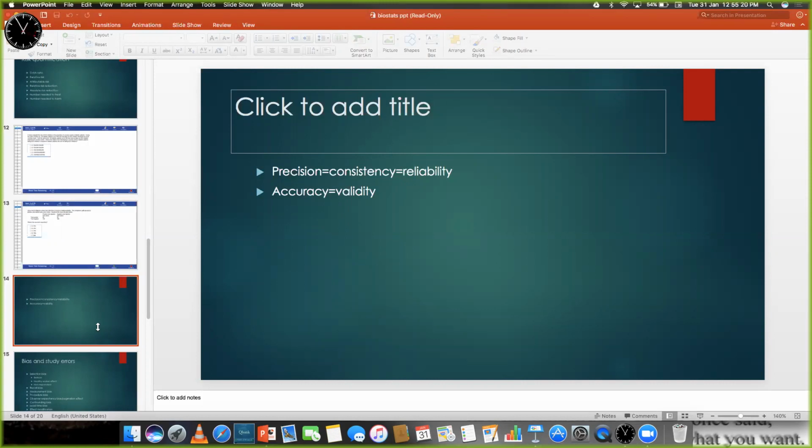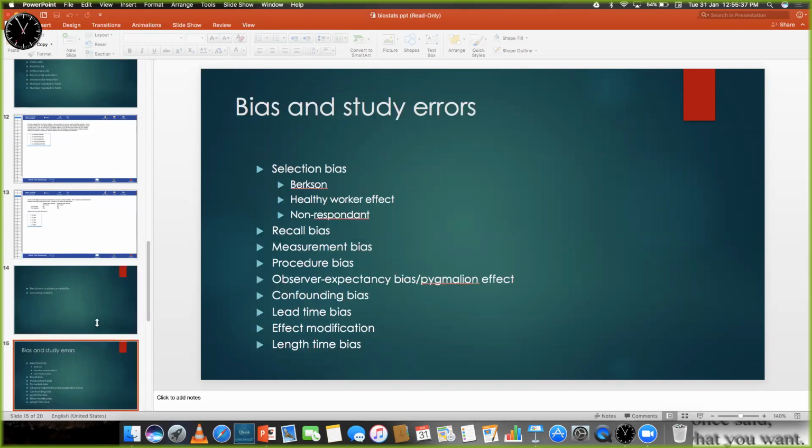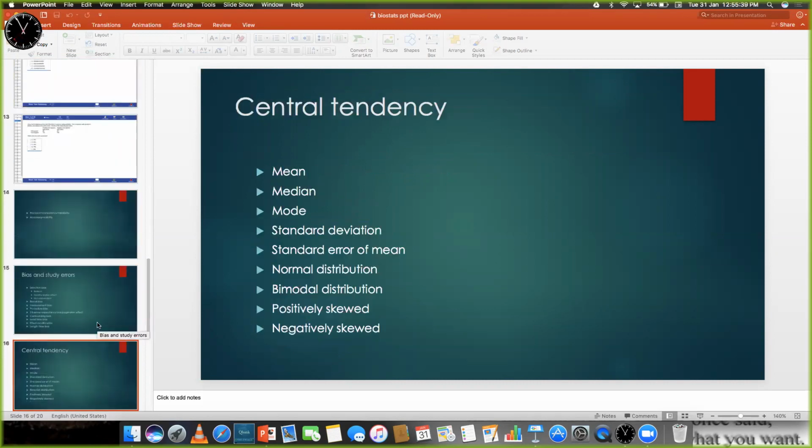So a test can be precise, but not accurate. A test can also be accurate, but not precise. A test can be both accurate and precise as well. So we want to have a test which is both accurate and precise. Okay, so that's regarding precision and accuracy. And we'll talk about the bias at the end of the section.